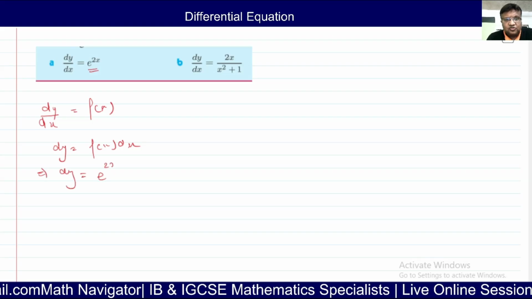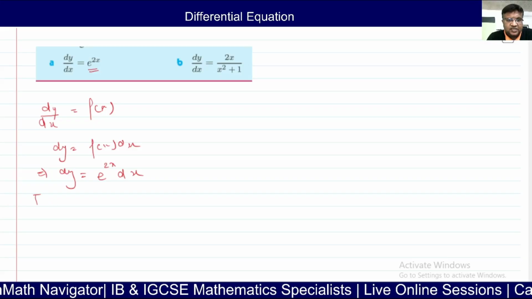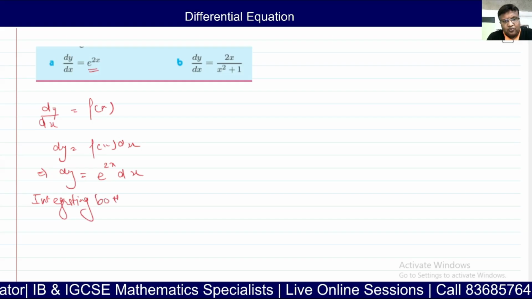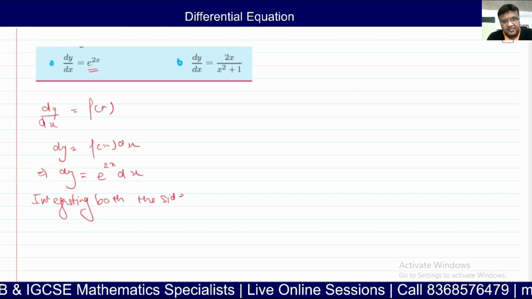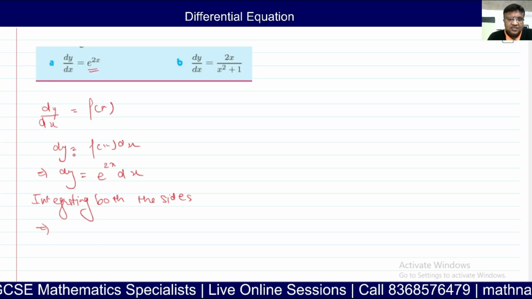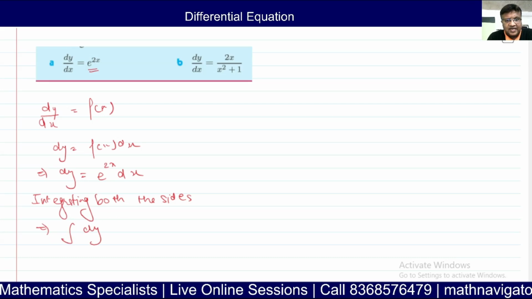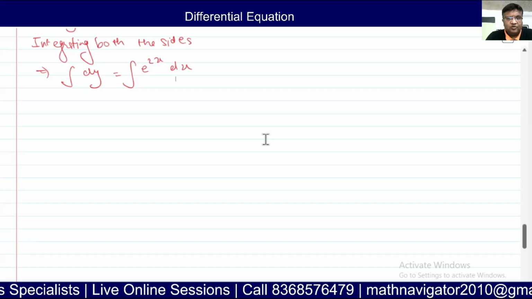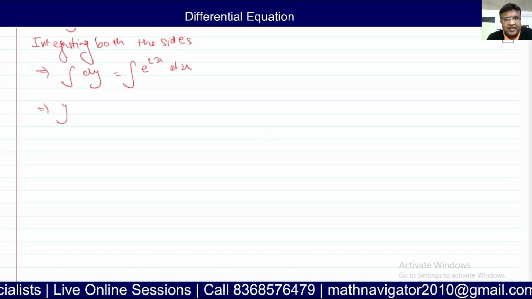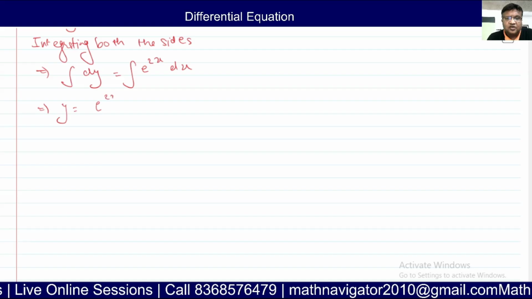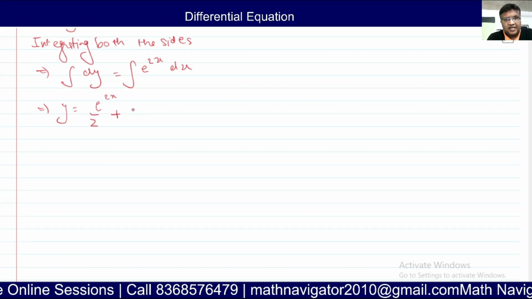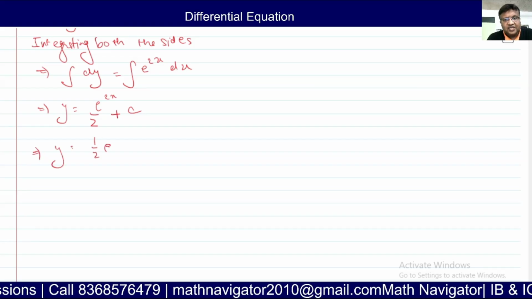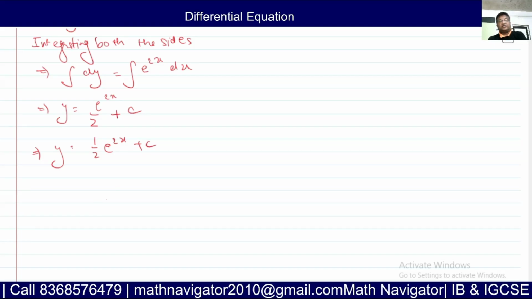So dy is equal to e raised to the power 2x dx, integrating both the sides. What will this give me? dy is equal to e raised to the power 2x dx, which will give me y is equal to e raised to the power 2x by 2 plus c. So this is my answer: y is equal to half of e raised to the power 2x plus c. I hope this question is clear to you.